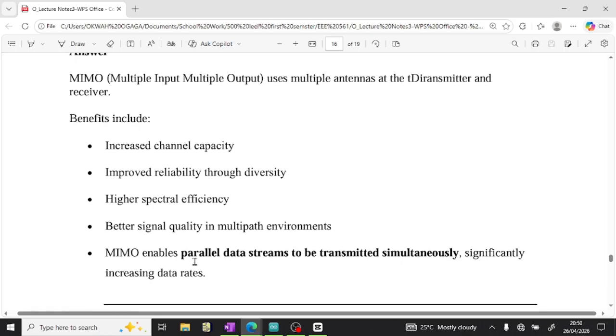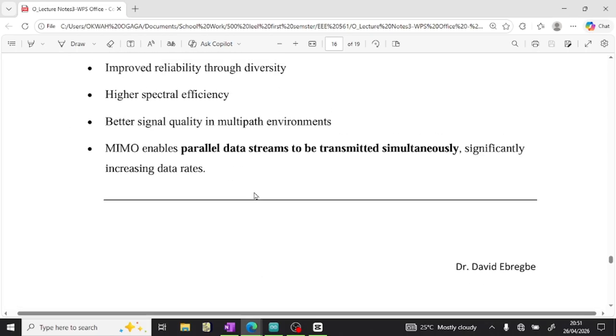Okay. Then MIMO enables parallel data streams to be transmitted simultaneously, significantly increasing data rates. Because you have multiple antennas, you can send data in parallel, like you are sending one data and at the same time sending another data, and at the same time another data, different data, multiple data simultaneously because you have multiple antennas. And this will, of course, significantly increase what? Data rates. Okay? So that's it.